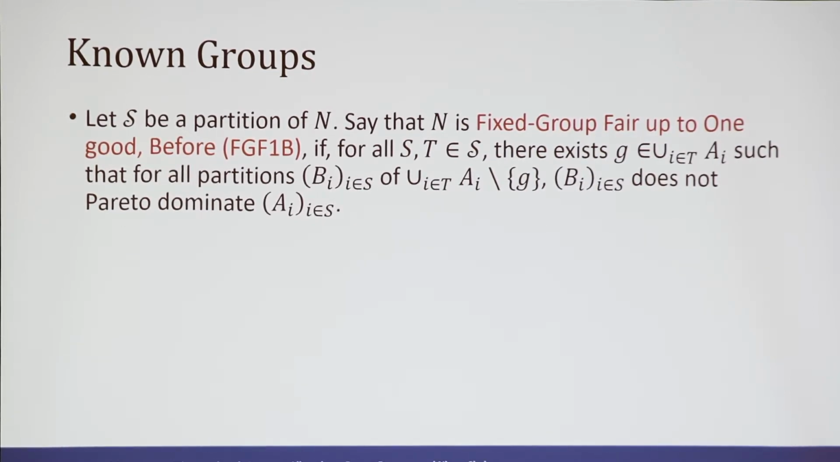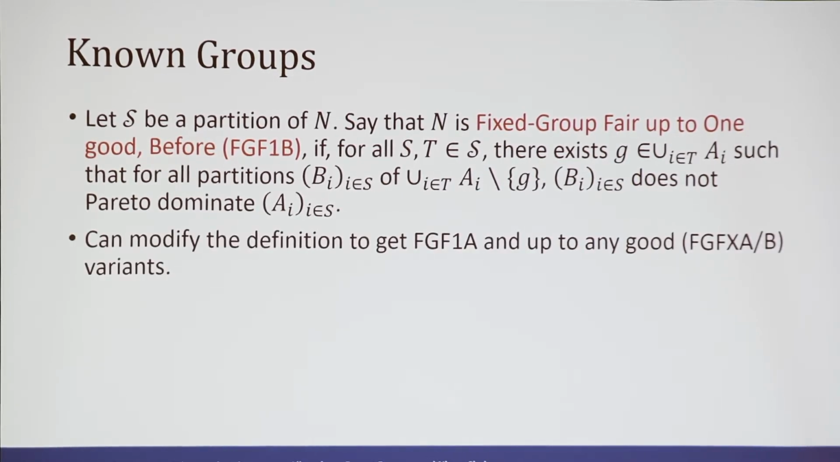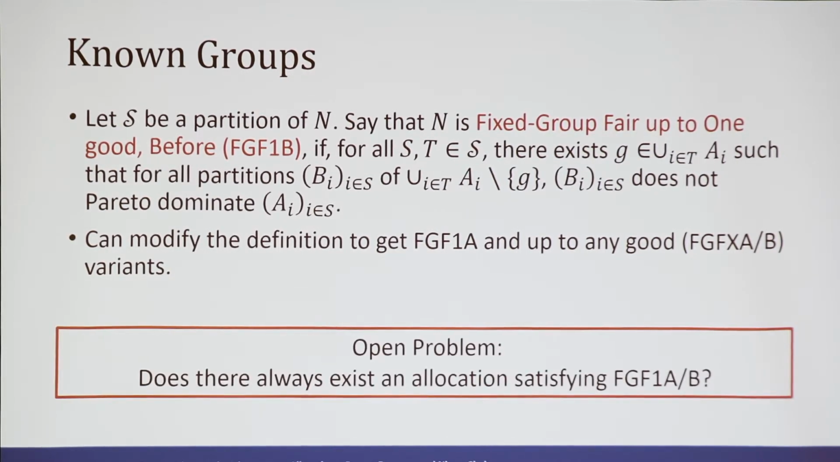It's basically the same criterion as before, except now we know the groups, and I want to take away fewer goods. And you can modify this to get the after version, or even up to any good versions. So an open problem here, other than defining a better name for this property, is whether there always exist allocations satisfying it.